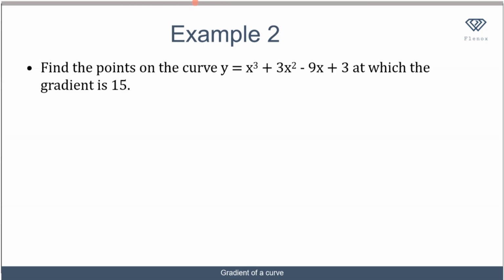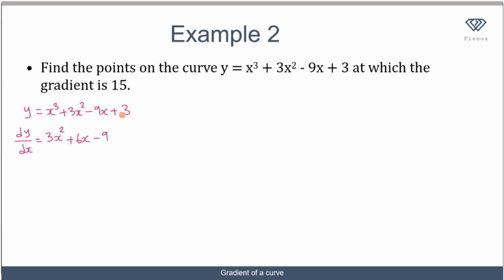So the first thing we want to do is find the gradient function, or the gradient of the curve. So now we are given the equation of the curve as y is equal to x cubed plus 3x squared minus 9x plus 3. So we can find the gradient function by differentiating this expression. So we have dy over dx is equal to, x cubed becomes 3x squared, then this becomes plus 6x, then this becomes minus 9, and this 3 becomes 0.